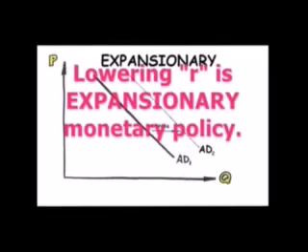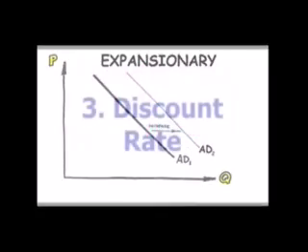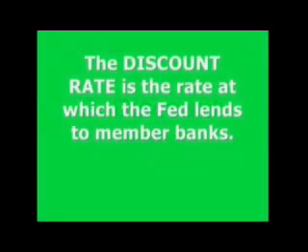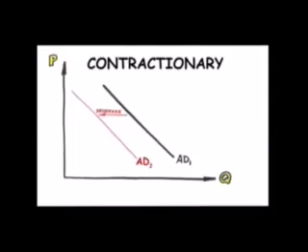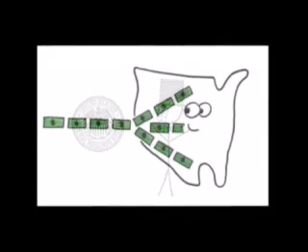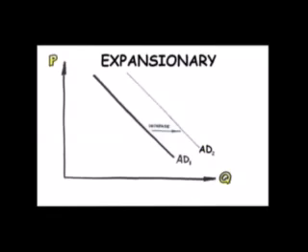The third tool, the discount rate, is the interest rate at which commercial banks can borrow from the Fed. This one is pretty common sense. At a higher interest rate, banks are less inclined to borrow, which slows the economy, or contractionary policy. At a lower interest rate, banks are more inclined to borrow, putting more money in circulation and stimulating the economy, expansionary policy. Here's the kicker though.